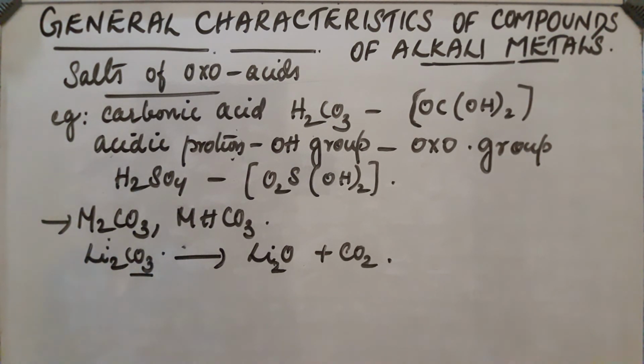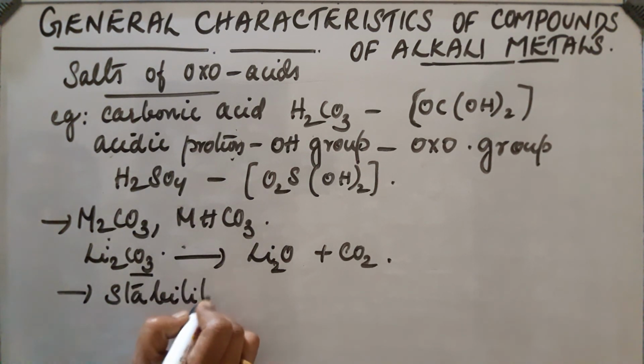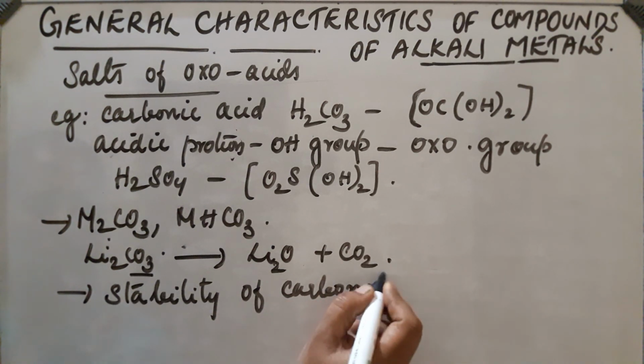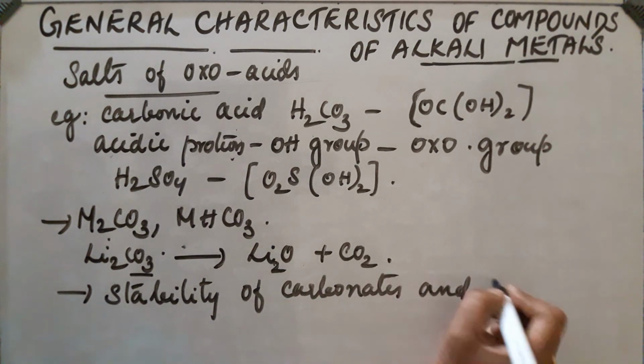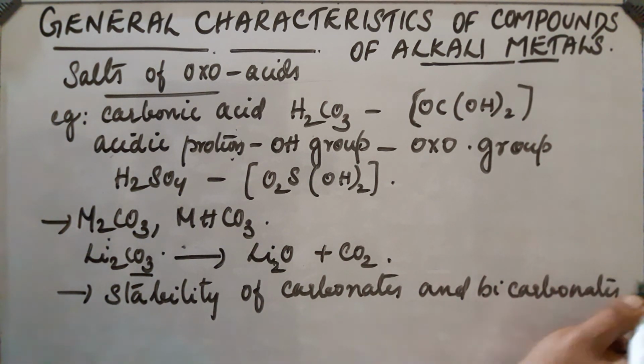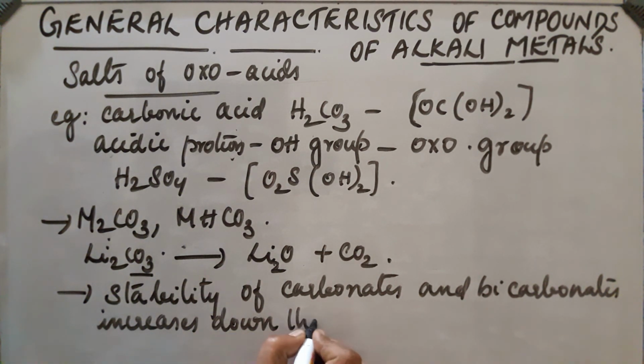We know the electropositive character increases down the group in the alkali metals. So the stability of carbonates and bicarbonates increases down the group, because the electropositive character increases down the group.